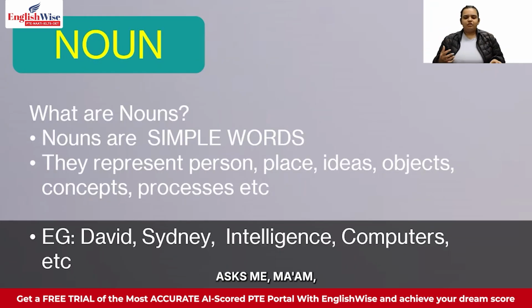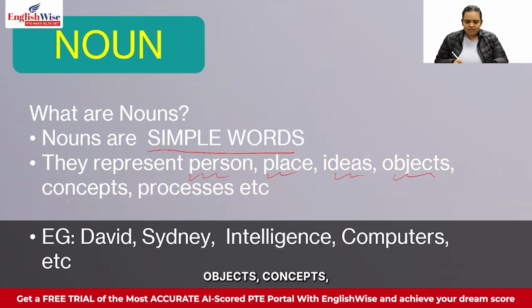Whenever a student asks me, ma'am, what are nouns? I always tell them that nouns are simple words. What do I mean by simple words? Basically, these words just exist. They are not doing any action. They are not describing anything. They are not modifying anything. Nothing of that sort. They are just existing by themselves. What they will do is represent a person, place, idea, object, concept or process. So this is their work.